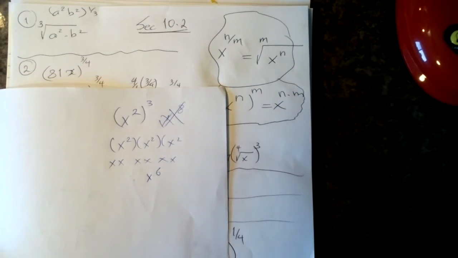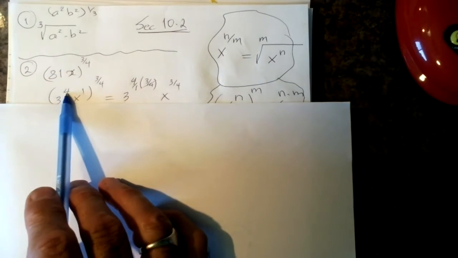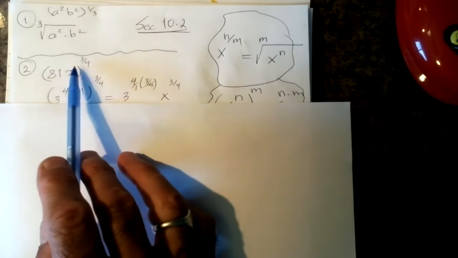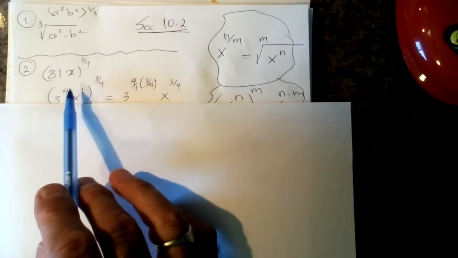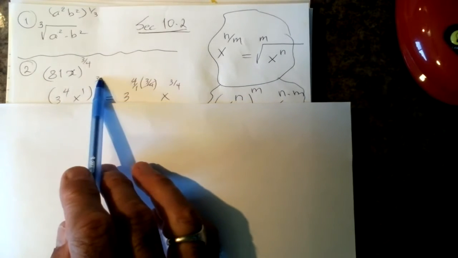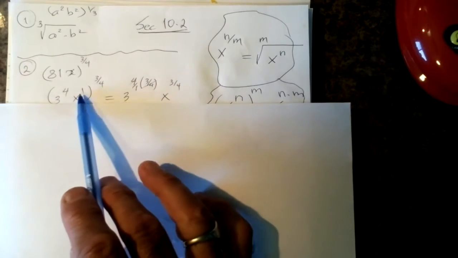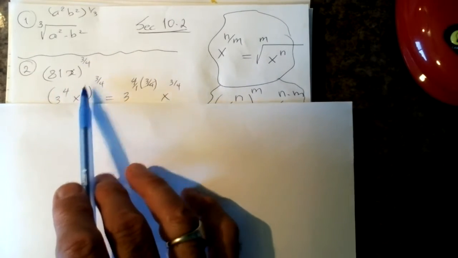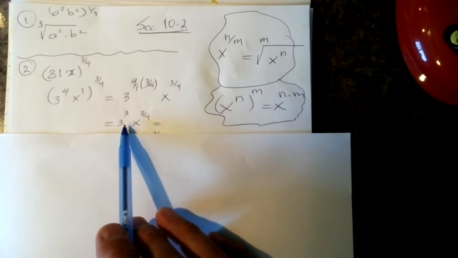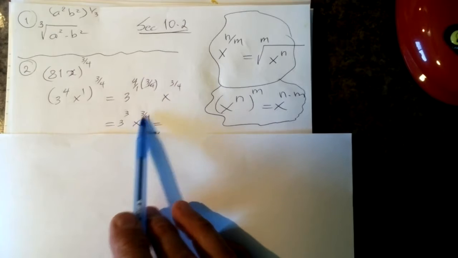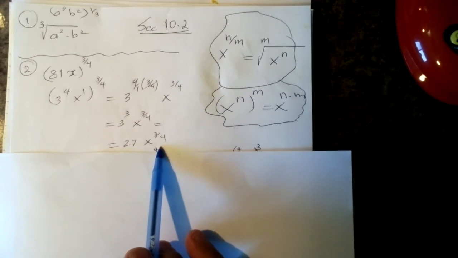So in this problem, what I did, first I know that 81 is 3 to the power of 4. The power of x, if you don't see any number, is 1. So when you take the whole thing and raise it to this power, you could take the exponent and multiply by the exponent: 4 times 3 over 4, or 4 over 1 times 3 over 4. 1 times 3 over 4. The 4 and 4 cancel. Then you end up having 3 to the power of 3, x to the power of 3/4, which is 27x to the power of 3/4.